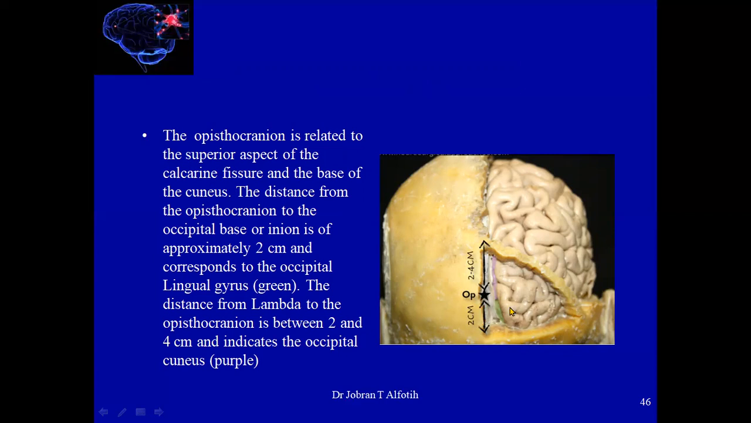This is the location of the lingual gyrus, which is 2 to 4 centimeters above the occipitocranion, and it is related to the occipital cuneus area. Here is the cuneus, here is the lingual gyrus.